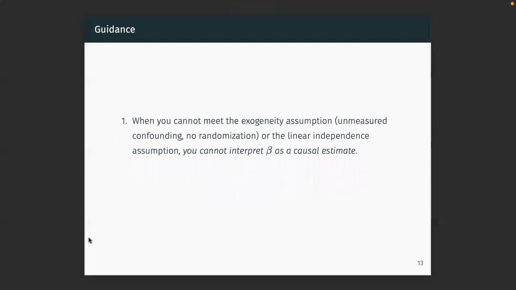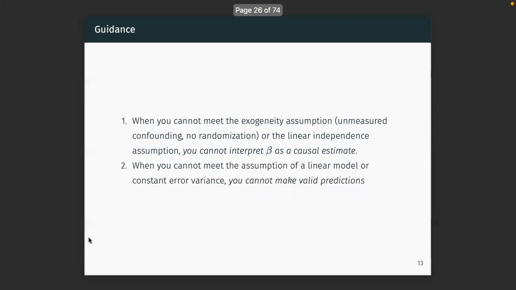I've already said this, but when we don't have the exogeneity assumption, meaning there's unmeasured confounding, meaning there's some variable that we have not measured that affects y in a way that our regression doesn't model, right? When we have unmeasured confounding, which randomization takes care of, or we haven't met the linear independence assumption, we can't interpret beta as causal. When we can't meet the assumption of linear model or constant error variance, we can't make valid predictions.